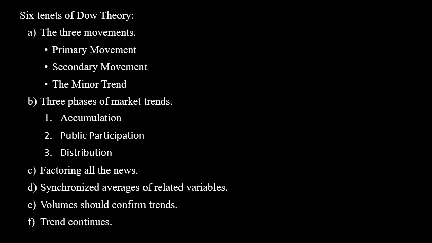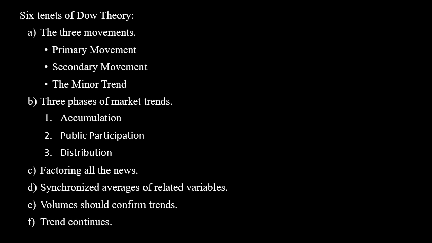Mainly, in another way, you can say that the behavior of prices in a particular day is called a minor trend. So these are the three movements in the stock market. Primary movement: the movement of a security over a long-term period is called a primary movement. If there is an uptrend and it stands for long years, then it is called a primary movement.